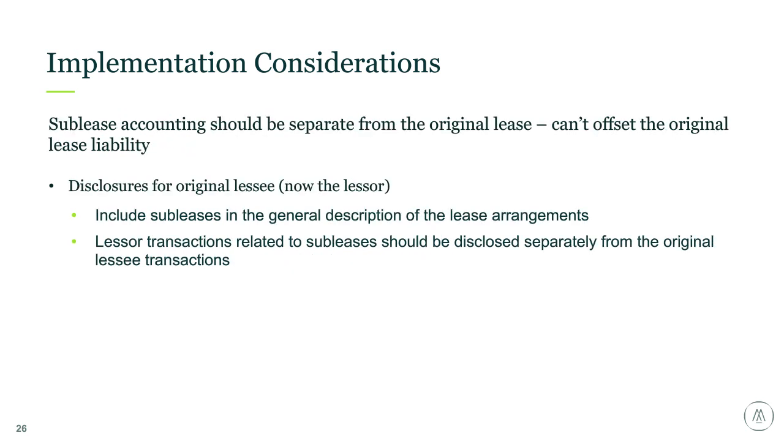One point I wanted to make sure you understood too is that the GASB does require that a sublease be completely separate from the original lease. You can't net it. So you can't be the lessee and then also be a lessor in a sublease and think that you can just combine all those things and net them out. So it does need to be kept separate. You would need to have the disclosures separate, and you would need to have the accounting separated as well.